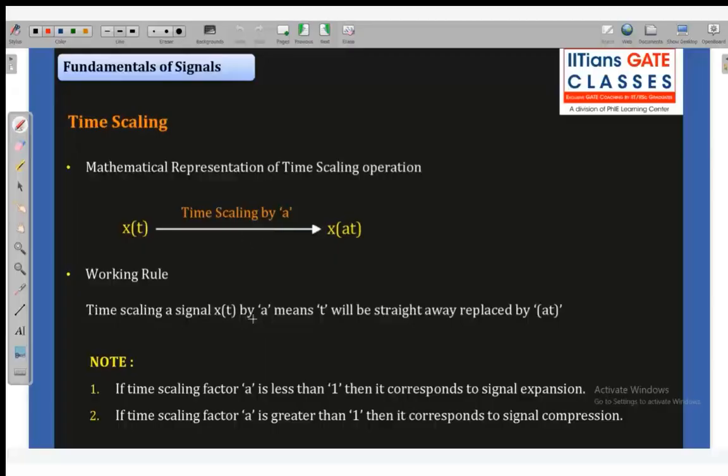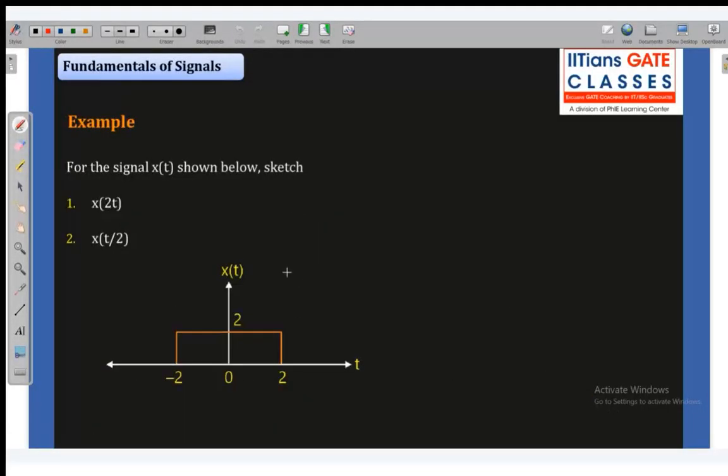So time scaling means t will be straight replaced by at. So t is replaced by at. Time scaling factor: if this a is less than 1, then it corresponds to expansion, and if this a is greater than 1, then it's signal compression. It corresponds to signal compression. Let's understand it by this example.